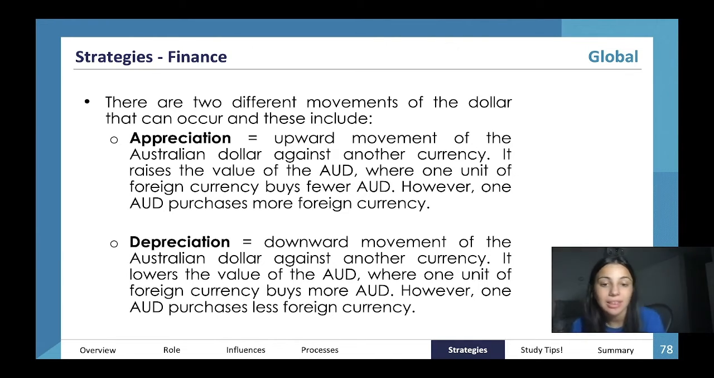Depreciation is the opposite, where the Australian dollar is moving downwards against another currency. So it's lowering the value of AUD. So one foreign currency buys more AUD. So that means that our exports are going up because everyone wants to buy from Australia. They're like, listen, look how cheap it is. But for us, we're too scared to buy from overseas because everything's really expensive. So one AUD is purchasing less foreign currency.